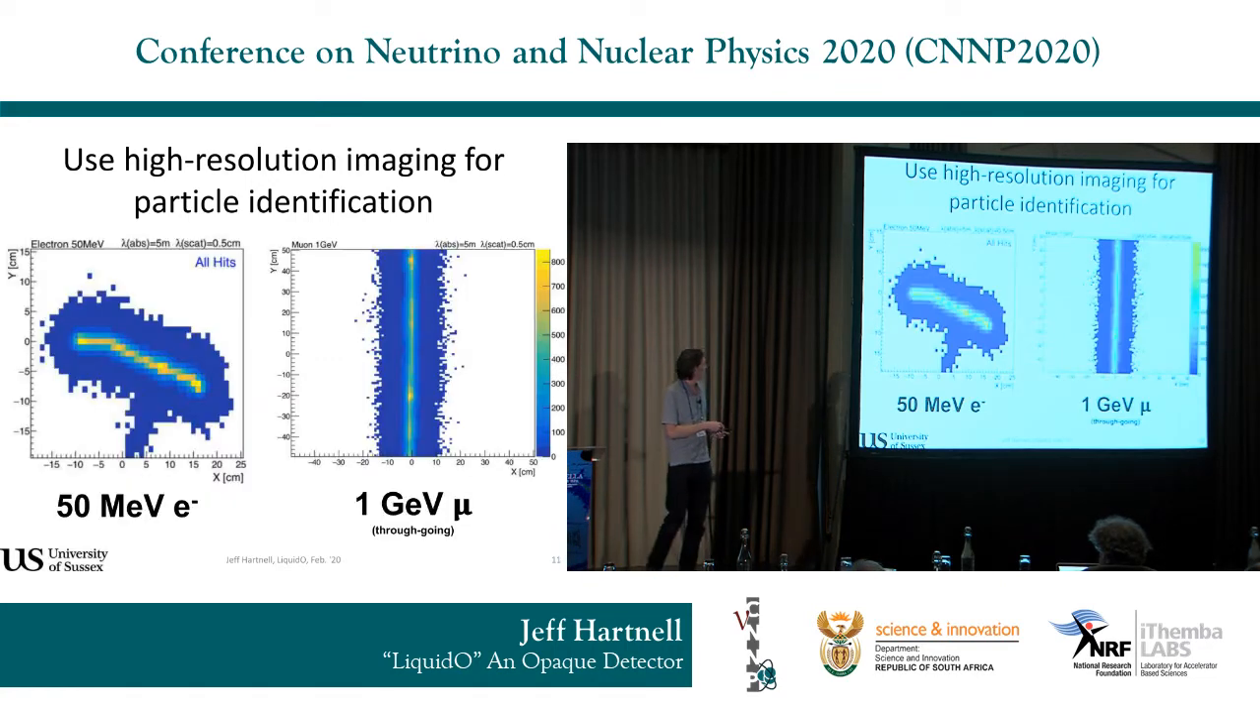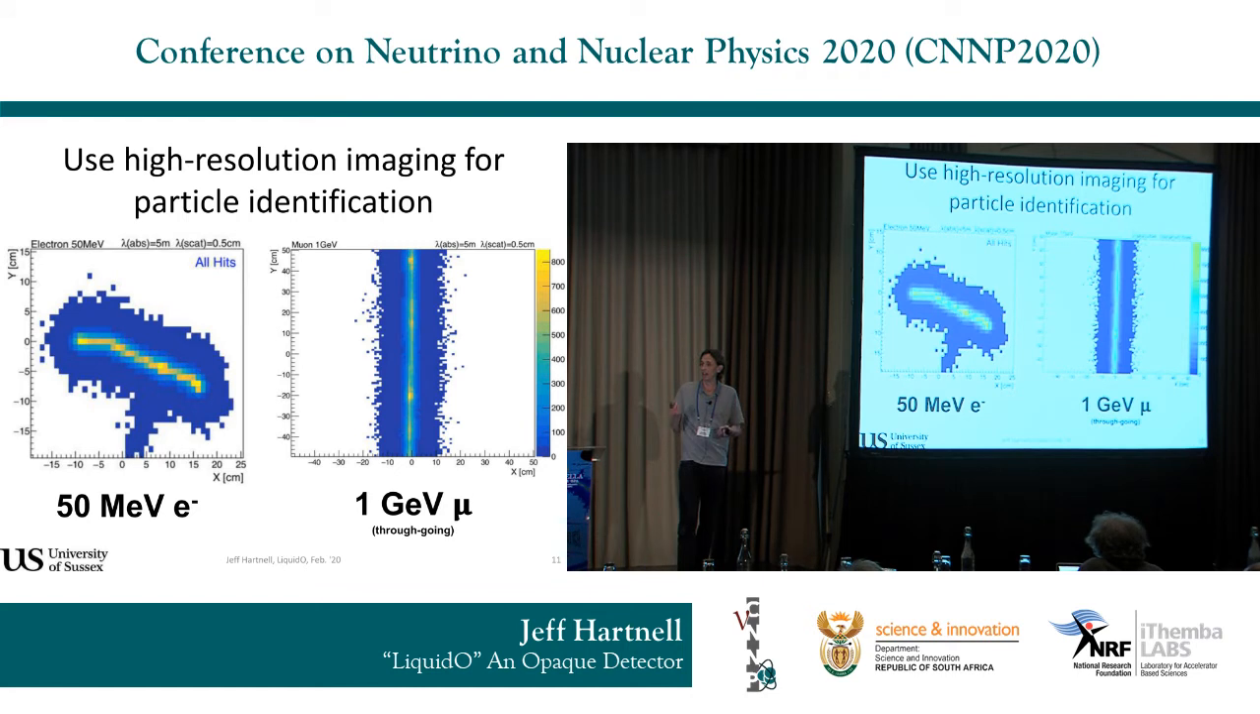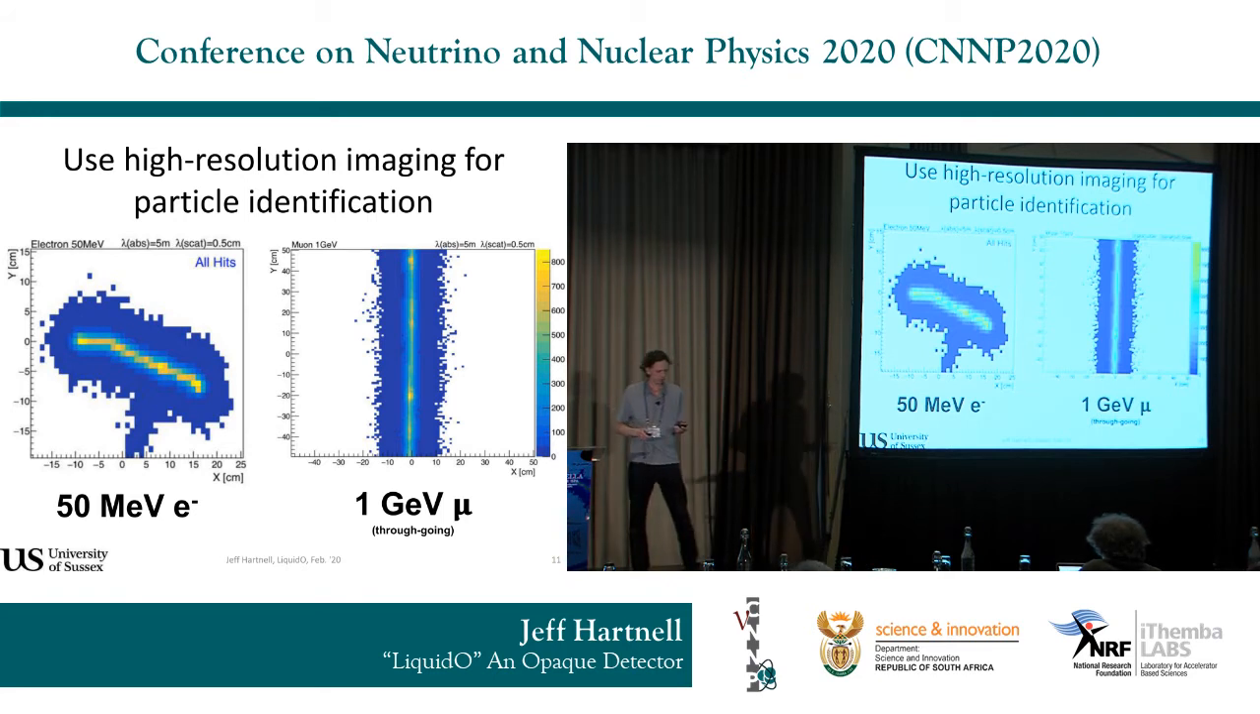Here are two more examples, higher energy now. Here's a 50 MeV electron. Energy loss in an organic scintillator is about 2 MeV per centimeter, and so you end up with a track-like pattern. This shows a 1 GeV muon just going straight through the detector. You can even see some sort of delta ray, where an electron got higher than average energy along the track.